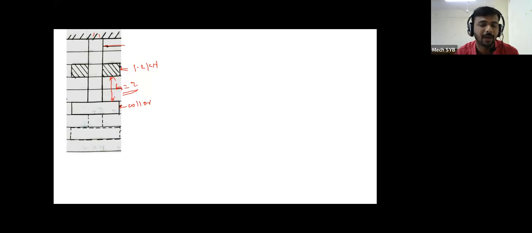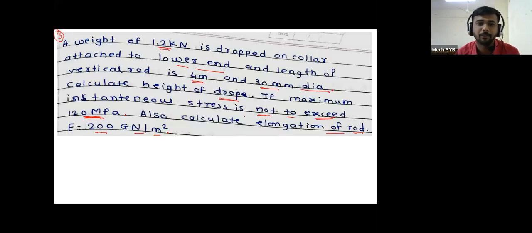That means this rod or collar will break. So this 120 Newton per mm square value should not be exceeded. The maximum instantaneous stress not to exceed 120 megapascal means it represents the maximum limit of that rod. Getting it? So this is the meaning of not to exceed: it is the maximum limit of the rod. If it exceeds the limit, there is a possibility of failure. So please keep this in mind.